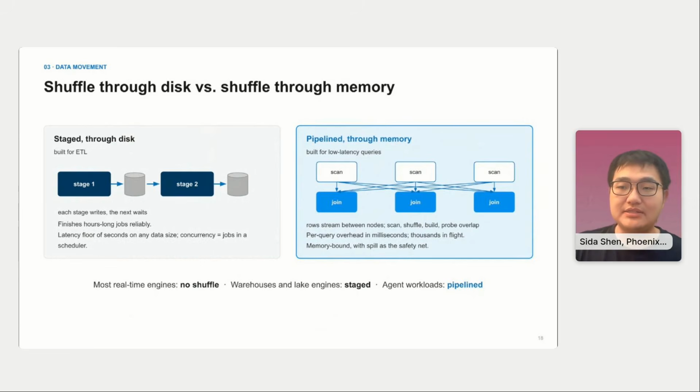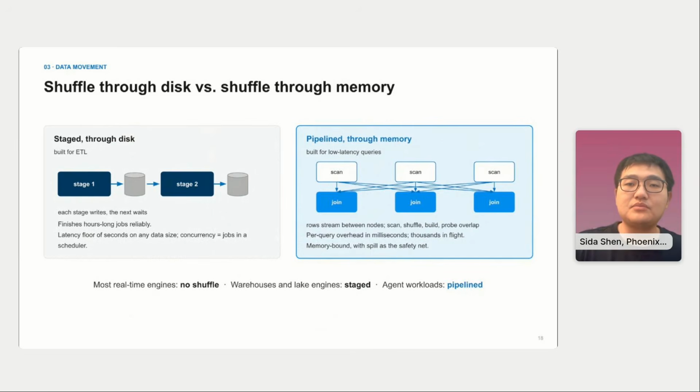So what you want is an MPP architecture that's pipeline driven, right? And most of the real-time engines, real-time databases we see today, have no shuffle support. That's why you need to create vectorized views. You need to basically flatten the table before you do it. And most of the warehouse and lake engines, the compute engines like your Sparks and all of the Spark variants, are staged, stage by stage kind of distributed compute, and agentic workload needs pipeline execution, right?